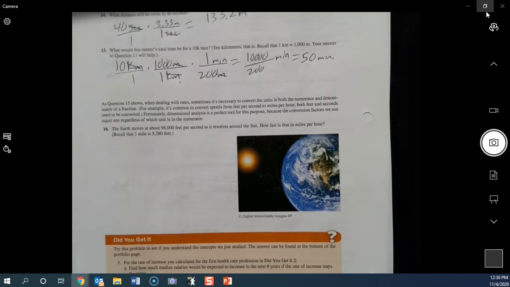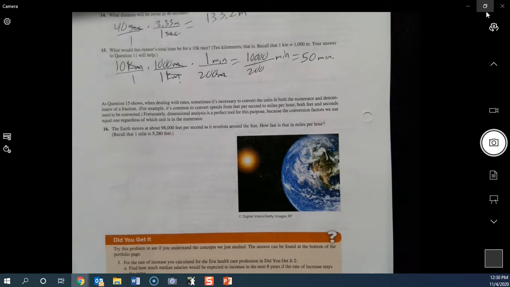Okay, now we come here to the bottom. It says here, as question 15 shows, when dealing with rates, sometimes it's necessary to convert the units in both the numerator and denominator of a fraction. For example, it's common to convert speeds from feet per second to miles per hour. Both feet and seconds need to be converted. Fortunately, dimensional analysis is a perfect tool for this purpose, because the conversion factors we use equal 1, regardless of which unit is in the numerator. Just like 12 inches in 1 foot is the same as 1 foot over 12 inches.